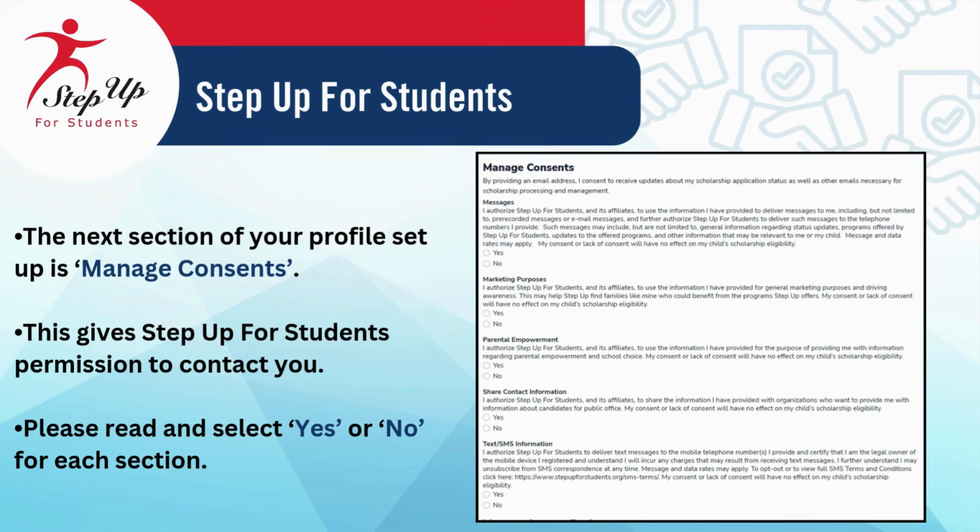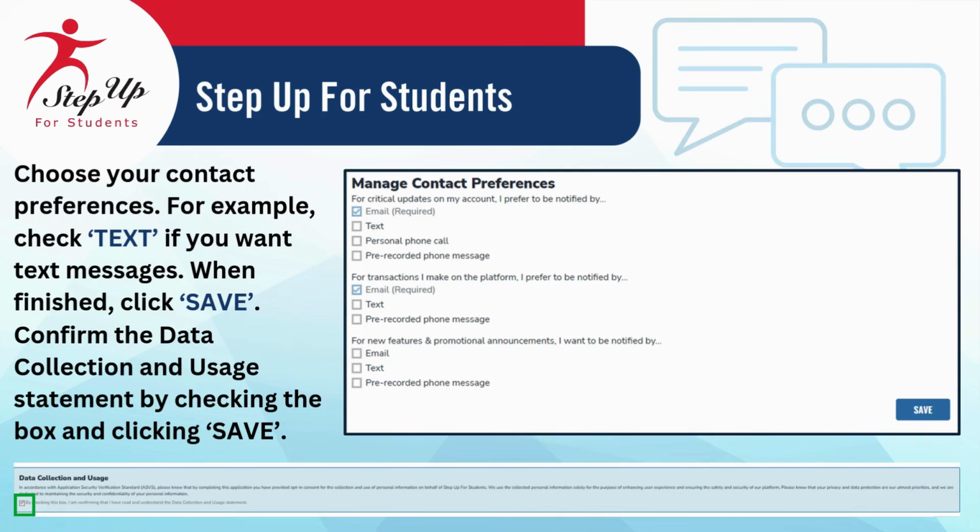The next section is Manage Consents. This section gives StepUp for Students permission to contact you. Read each consent carefully, and select yes or no for each item based on your preference. Set your contact preferences, such as selecting text if you want text messages. Click Save when finished. Then confirm the data collection and usage statement by checking the box and clicking Save again.